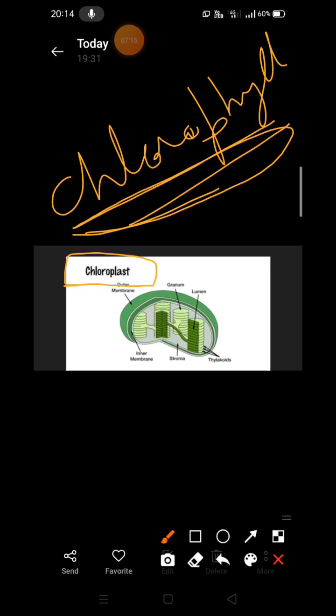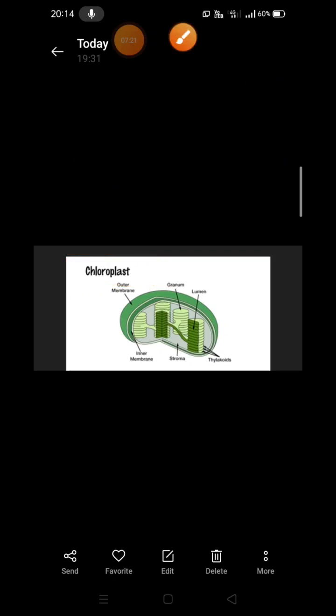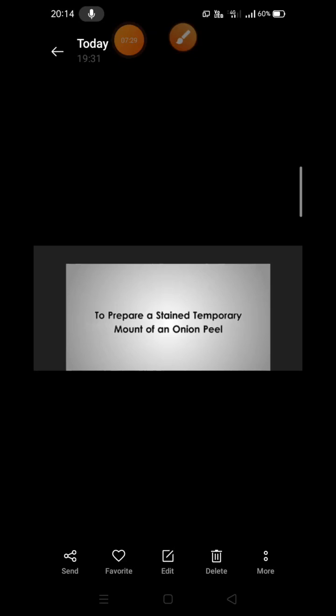So chloroplast contains chlorophyll, and this chlorophyll helps in photosynthesis. How does it help in photosynthesis? It traps the solar energy and converts it into chemical energy. Now, this is all about the theory portion, that is, the basic difference between a plant cell and animal cell. Now, our experiment is to prepare a stained temporary mount of an onion peel.